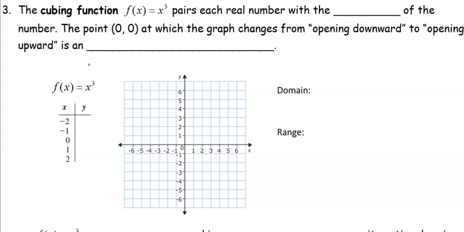So my cubing function pairs each real number with the cube of that number. The point at 0, 0, at which the graph changes from opening downward to opening upward, is what we call our inflection point. Some people will call it the point of inflection. Either way.